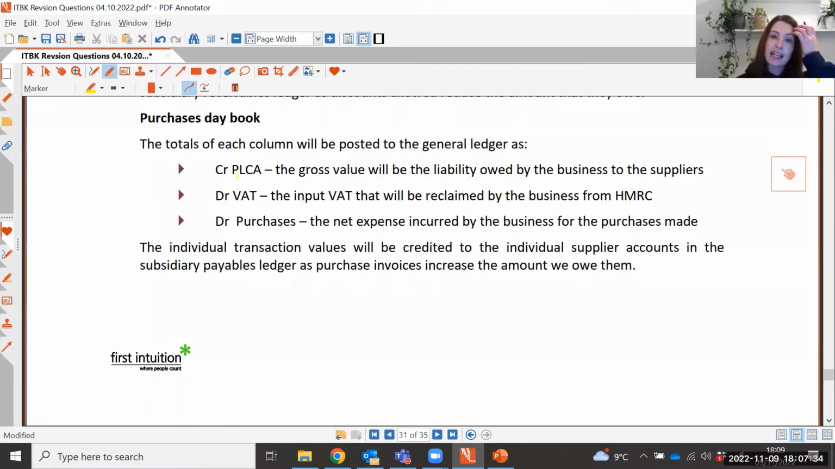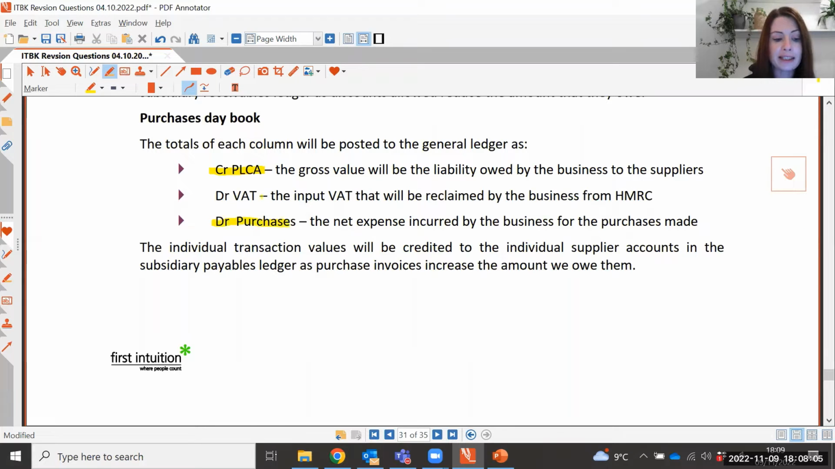And then the purchases day book. So the purchases day book contains a list of all our purchase invoices. So all the credit purchases that we've made to our credit suppliers. Now, the gross total would be posted as a credit to the payables ledger control account. Remember, the payables ledger control account is a liability account because we owe our suppliers money. So to increase a liability account, we need to credit the account.